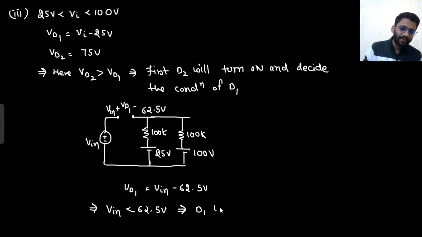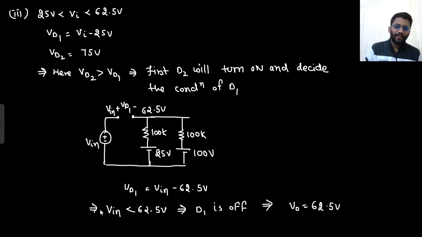D1 is off. And if D1 is off, that means I need to change the condition here. I will change it to 62.5 volt. D1 is off and D2 is on. That means your V0 will again be 62.5 volt only. If D1 is off and D2 is on, right, D2 is already on, then how will the circuit look like, this only? So V0 will be 62.5.